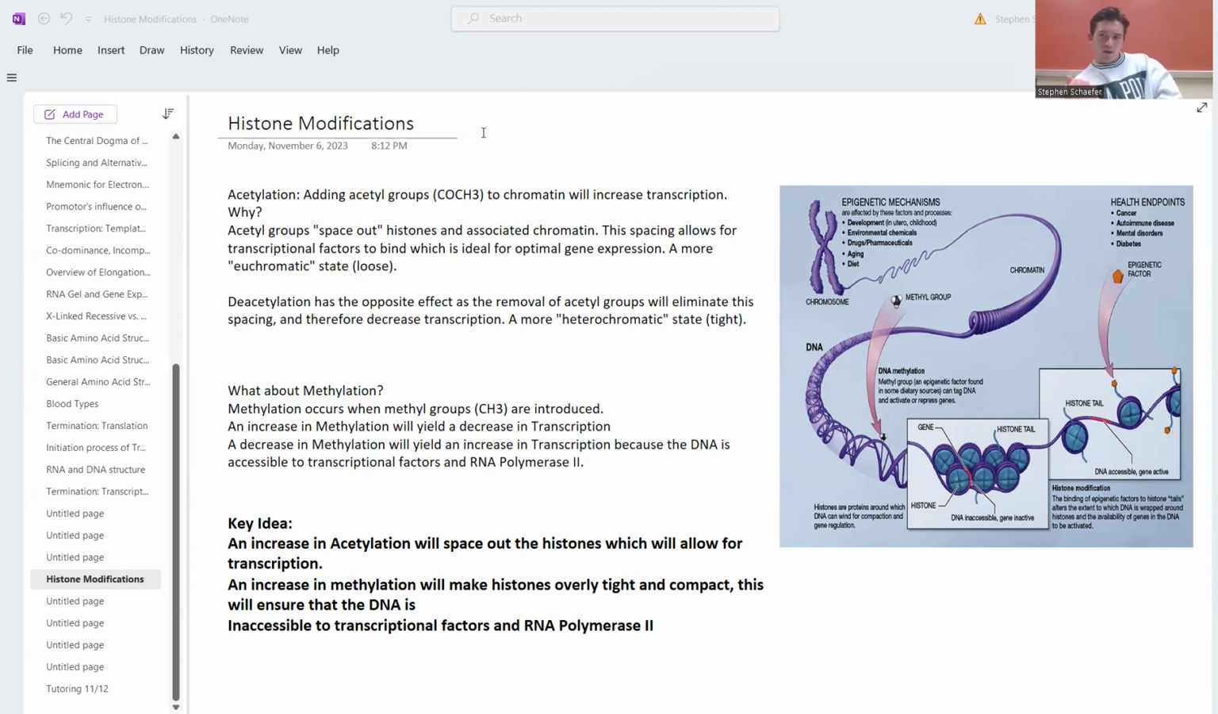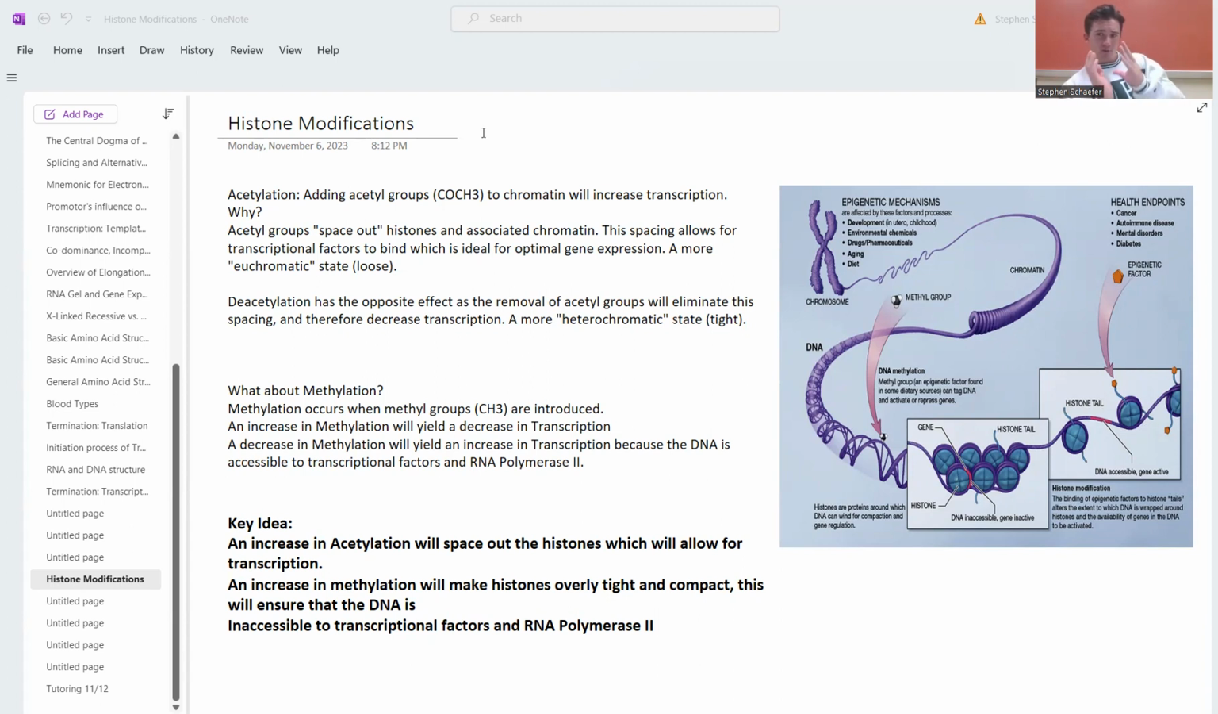But another way we're going to influence chromatin and histones is something called methylation. So what is methylation? A methyl group is going to be CH3. These are going to be introduced to the histones and chromatin. An increase in methylation is going to yield a decrease in transcription, but a decrease in methylation will yield an increase in transcription because our DNA is going to be more accessible to transcriptional factors.